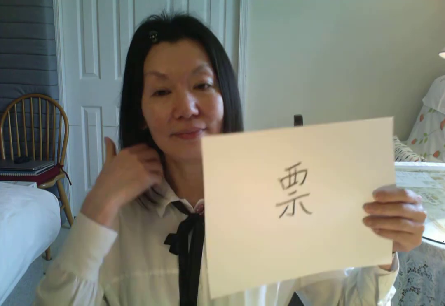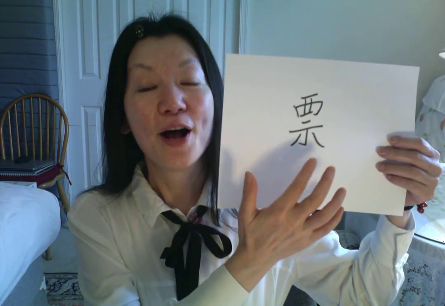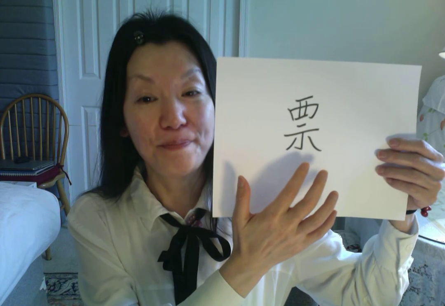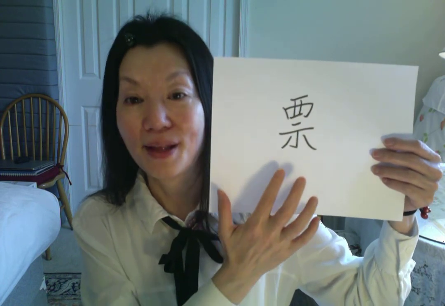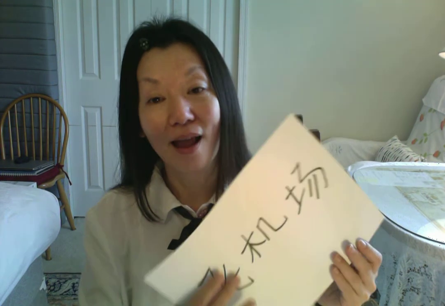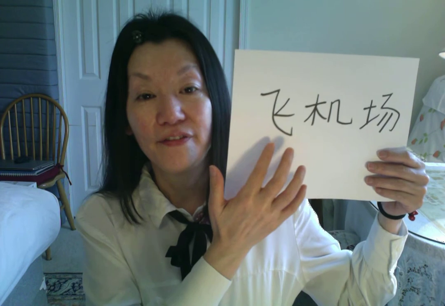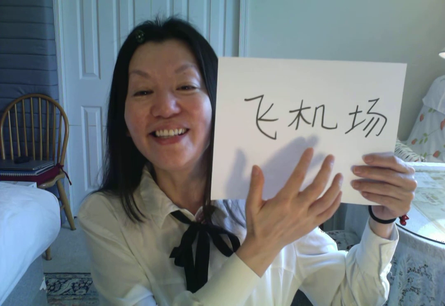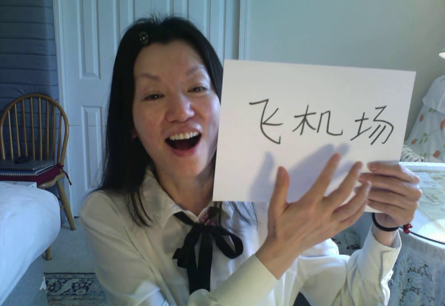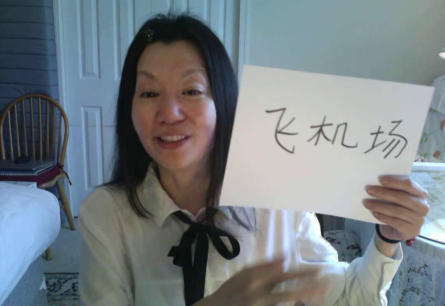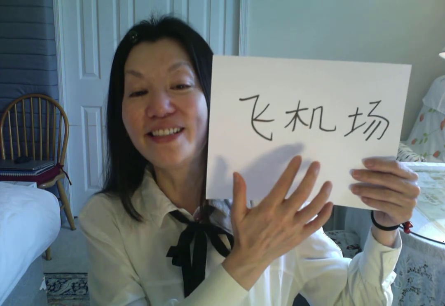Next one, what I say here, okay? This character. Your turn. Yes. 票. One more time. 票. Ticket. 票. Okay. Now we see next. 飞机. Airplane. 飞机场. Always say 机场. Airport. Okay, airport, right?